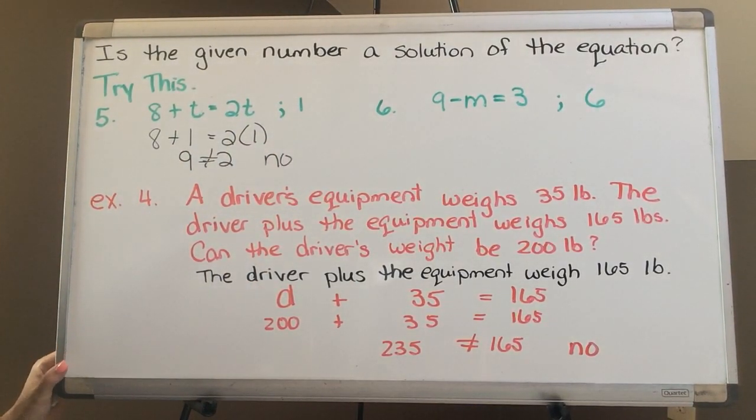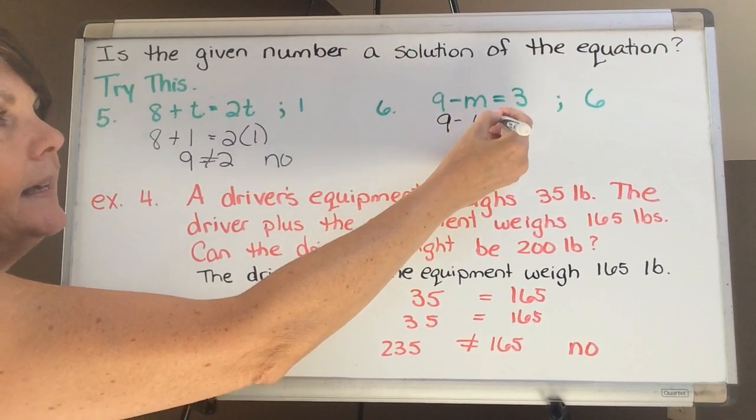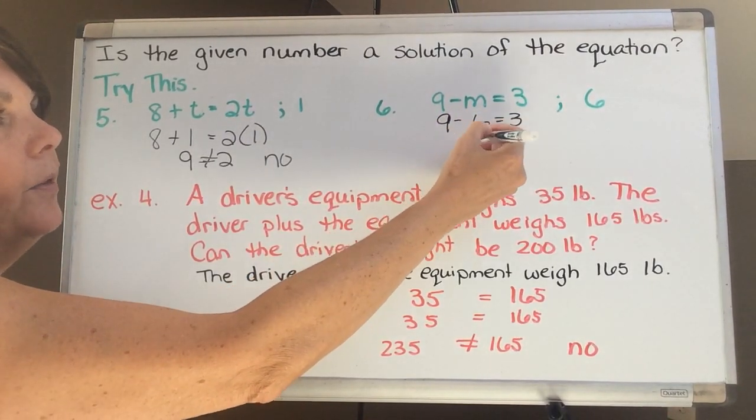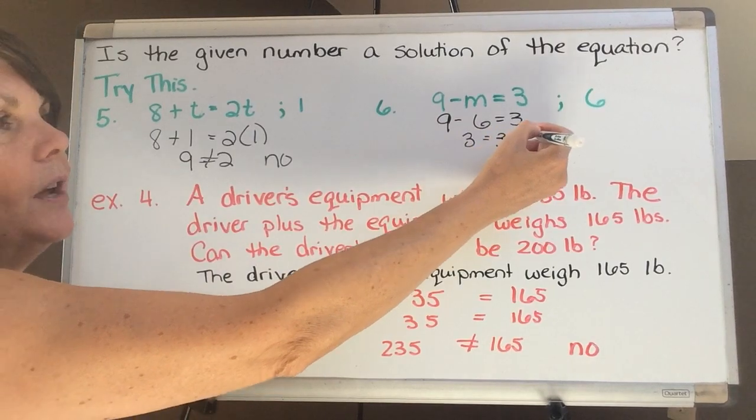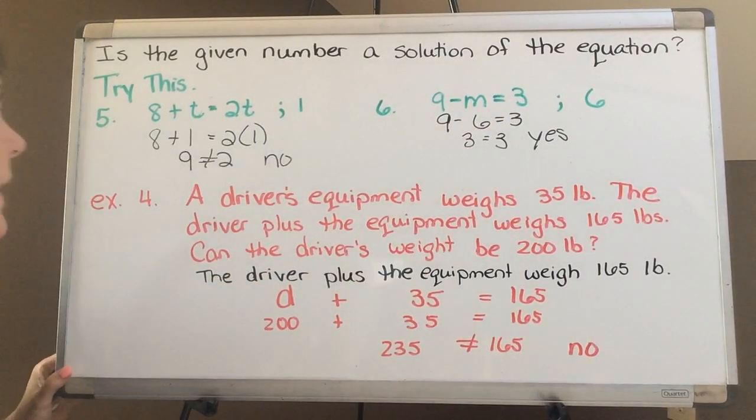Look at number 6. 9 minus m equals 3. I want you to try 6 for the variable m. 9 minus 6 equals 3. 3 equals 3. That is true. So yes, 6 is the solution for that equation.